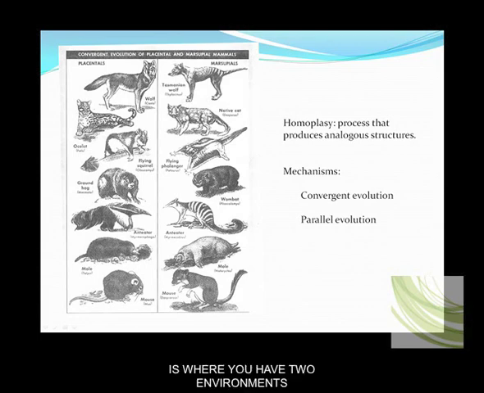Parallel evolution, on the other hand, is where you have two environments that are already similar to each other but are separated from each other, and so individual animals evolve in parallel to each other along the same basic path even though they're not related to each other.